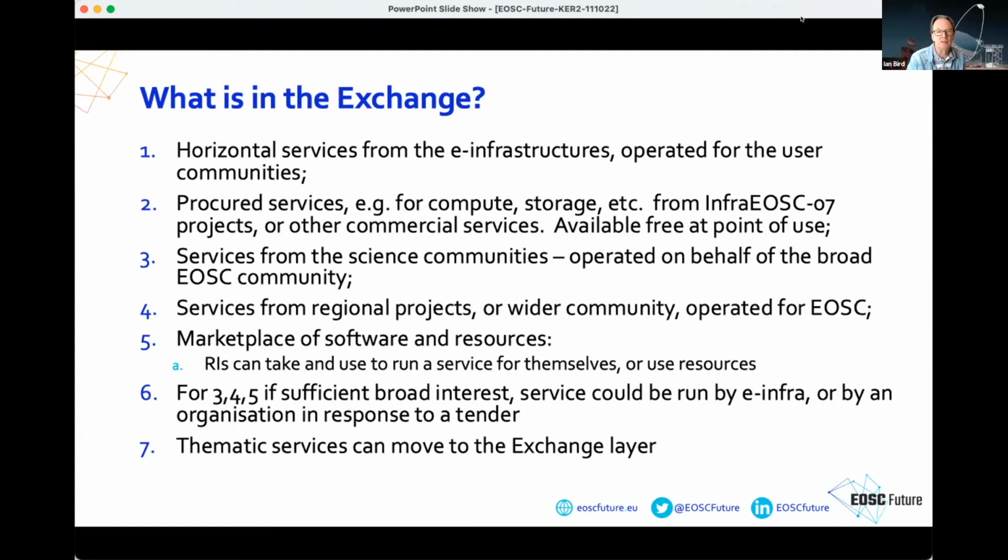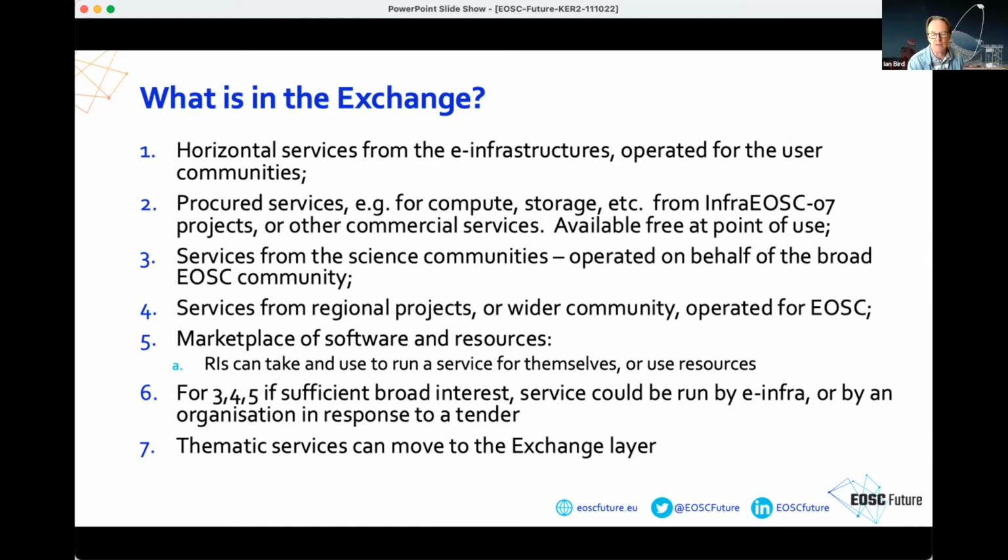So what's in it? It's really a number of different things which you saw as the layers in the diagram. There are horizontal services from the e-infrastructures operated for the user communities. There are procured services, for example, for compute and storage from the so-called EOSC 07 projects or other commercial services. All of these should be free at the point of use. And I think that probably the most interesting is services from the science communities, which may be operated on behalf of the broad EOSC community. And I'll come back to this in a second.